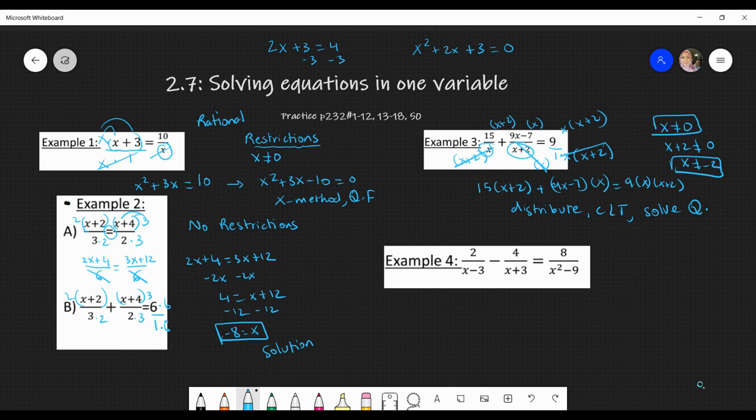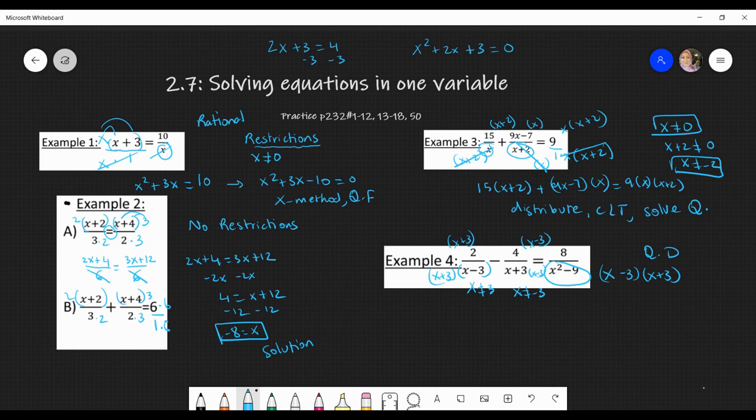Example 4. I put the restrictions right away: x cannot be 3, x cannot be negative 3. I look at this denominator, and this is a quadratic. Once I see a quadratic denominator, I have to factor, and this is a special case: x minus 3 times x plus 3. So the first one will be multiplied by x plus 3, and the second by x minus 3, because that's what it's missing from the complete big denominator.